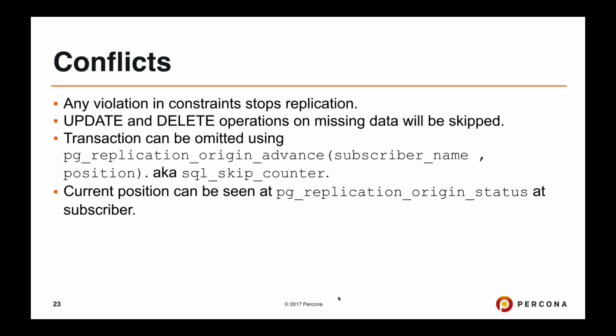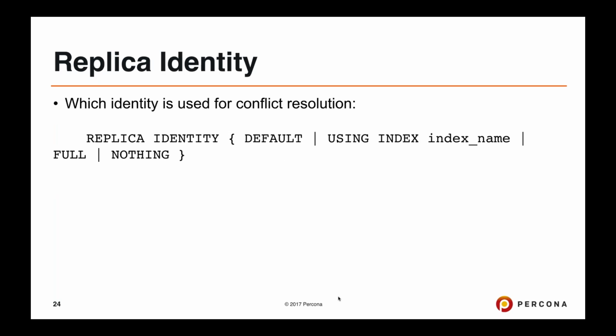There is a particular view, like SHOW SLAVE STATUS basically, the origin status at the subscriber, that allows you to follow and see what has been streaming from the origin. The replicate identity is how you define a table. You can say, okay, I do want to use this particular index as a replica identity, or just the default, which is the primary key.